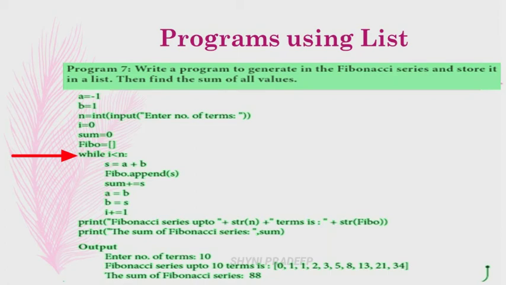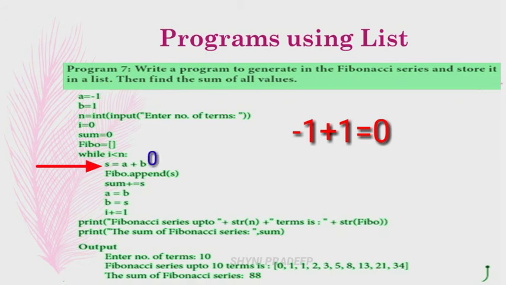Okay, so this condition is true because 0 is less than 10. So execute this next statement. S is equal to A plus B. What is the value of A? Minus 1. What is the value of B? 1. So minus 1 plus 1 is what? 0. So S value is what? 0. See the next line.